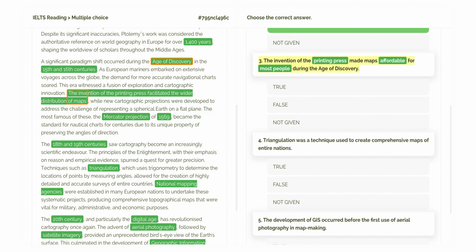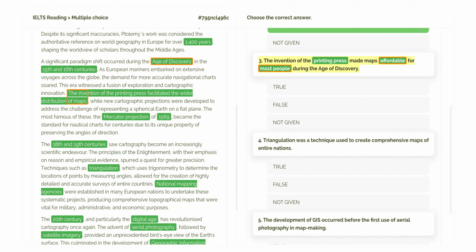Not given. The text tells us the printing press led to wider distribution, but it gives no details about the cost, affordability, or who could buy them, most people. Since this specific information is missing from the passage, we cannot confirm or deny the statement. This option is correct.